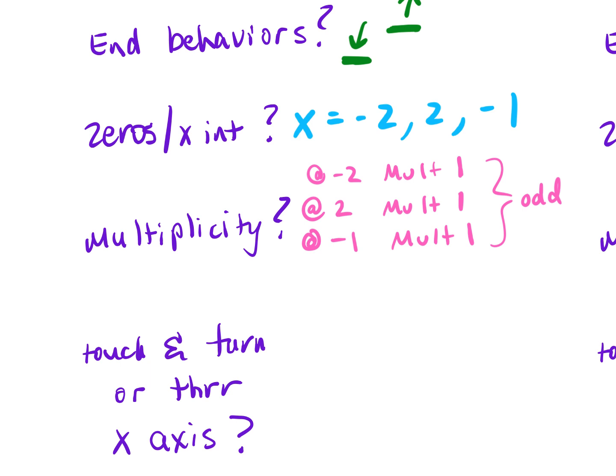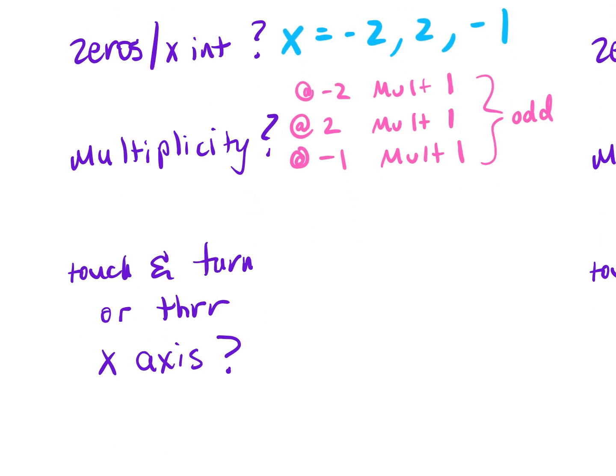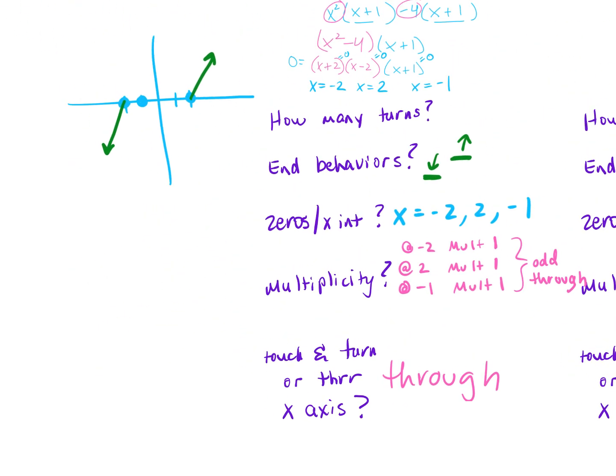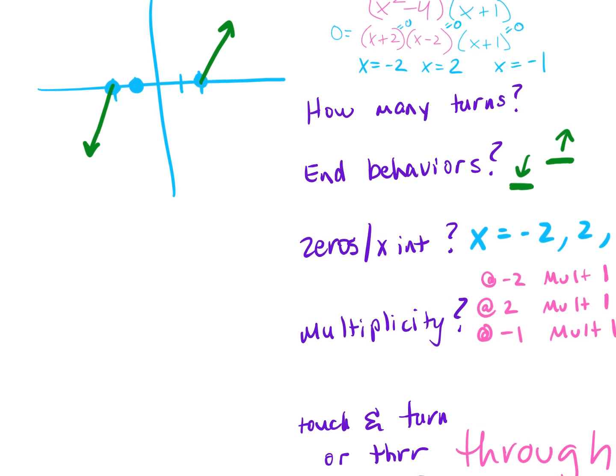We go through. So at all of these, we're going to go through. We can answer the next question. We go through. So let's do that on our graph. At each one of our points, we're going to go through.